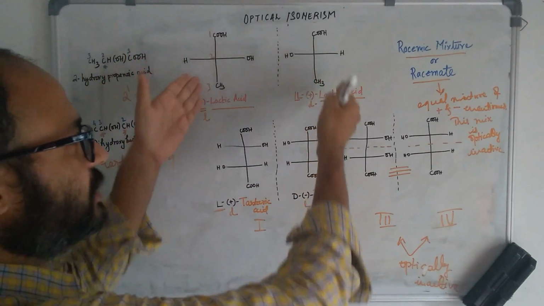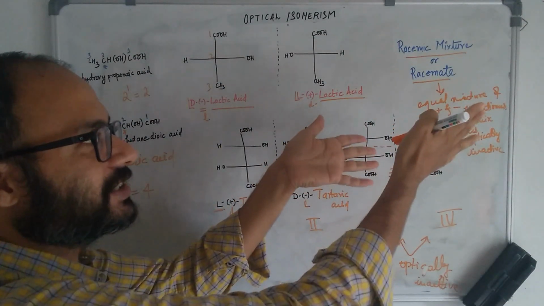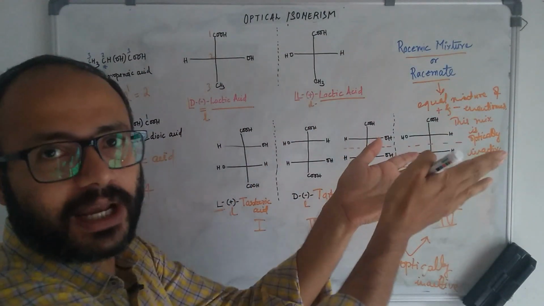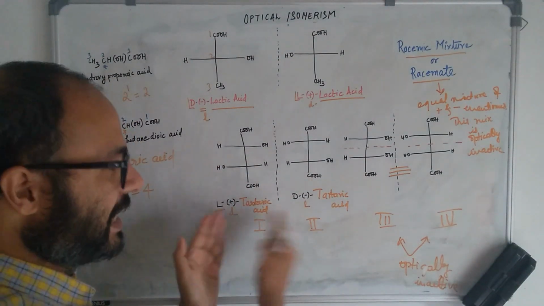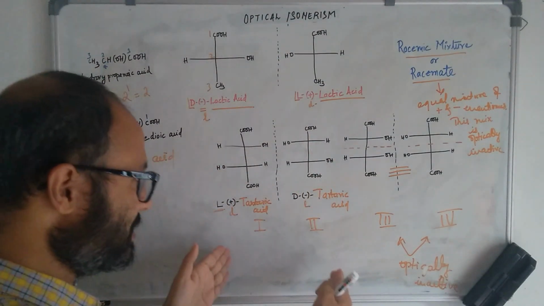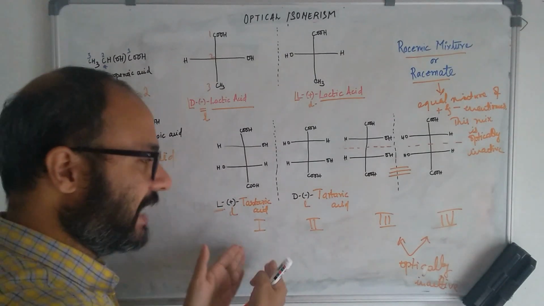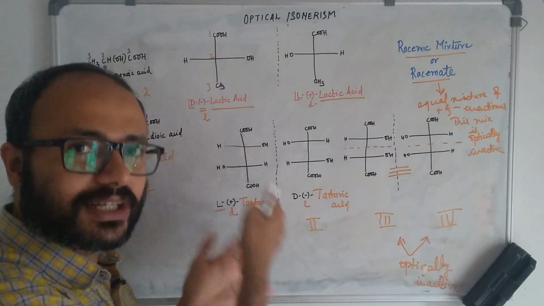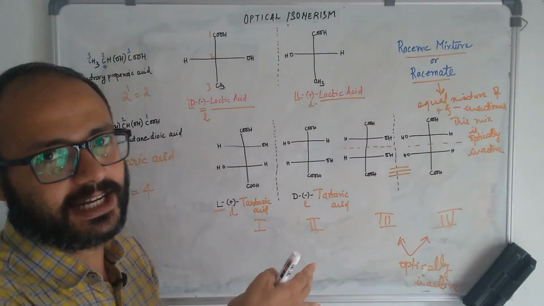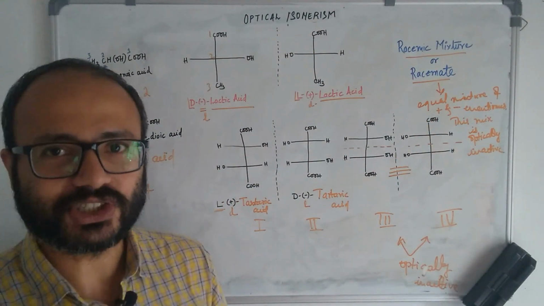So these two are enantiomers. When you mix equal amounts of enantiomers, they would form a racemic mixture or a racemate, and they would be optically inactive. Similarly, these two are again enantiomers because they are mirror images of each other. If you mix equal amounts of the dextrorotatory tartaric acid and the levorotatory tartaric acid, they will form a racemic mixture, and that would be optically inactive. Okay, so just keep in mind what you mean by racemic mixture.